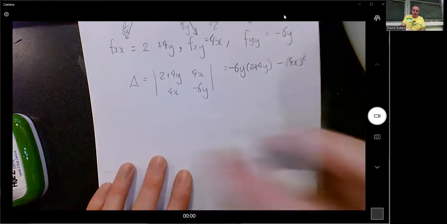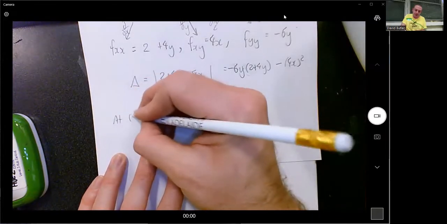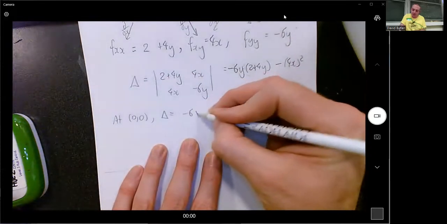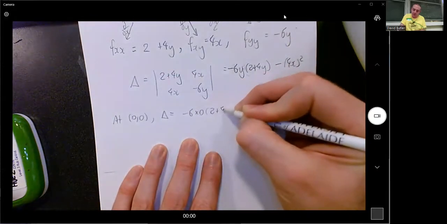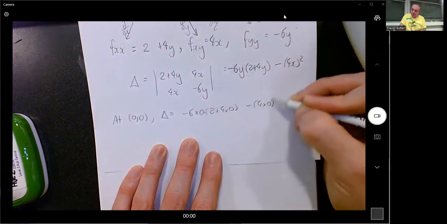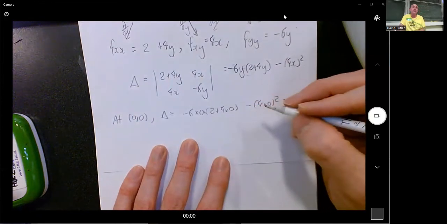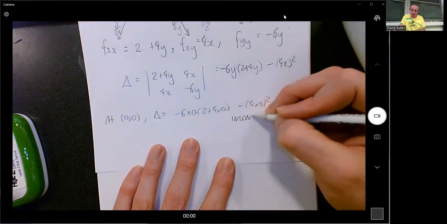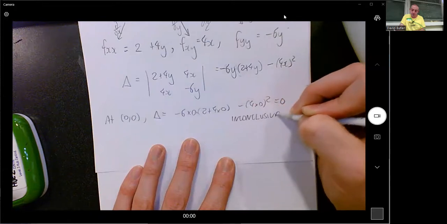So at 0, 0, the discriminant is minus 6 times 0, 2 plus 4 times 0, minus 4 times 0 squared, which is 0. So we don't know, inconclusive. We don't know.